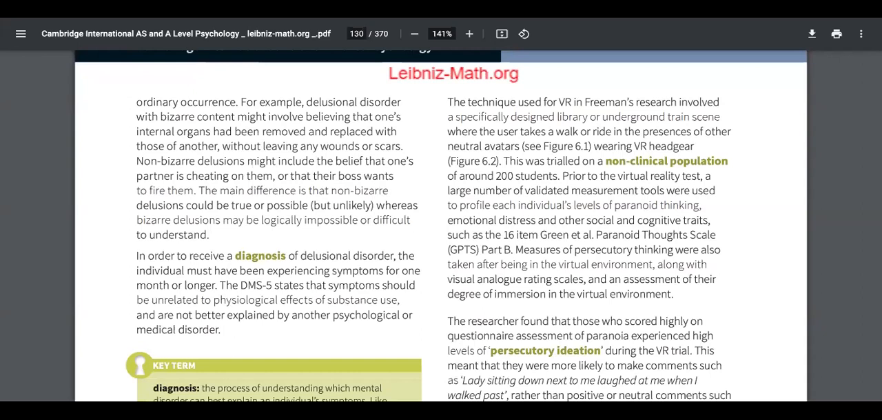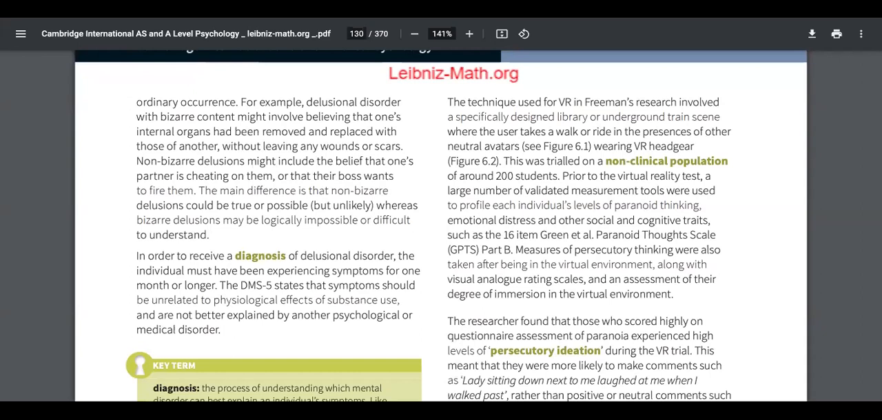The DSM-5 states the symptoms should be unrelated to physiological effects of substance use. Again, the same criteria as with schizophrenia: it shouldn't be from any sort of substance, no drugs, no alcohol, nothing like that, and not better explained by another physiological or medical disorder. Delusions might be explained by other disorders, people with amnesia also have some sort of delusions. It's rare, but they might, right? So it shouldn't be because of some other condition that you might have had. It should be a solely thing that you're having, just out of nowhere.